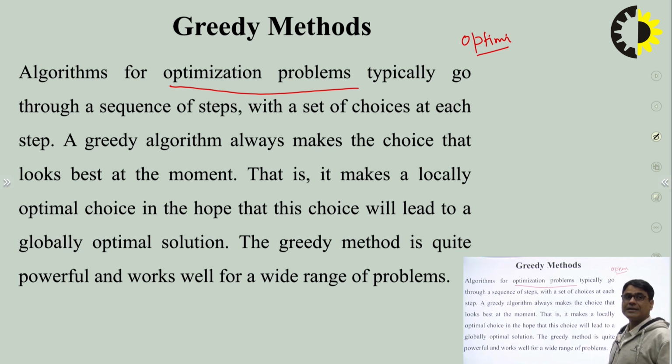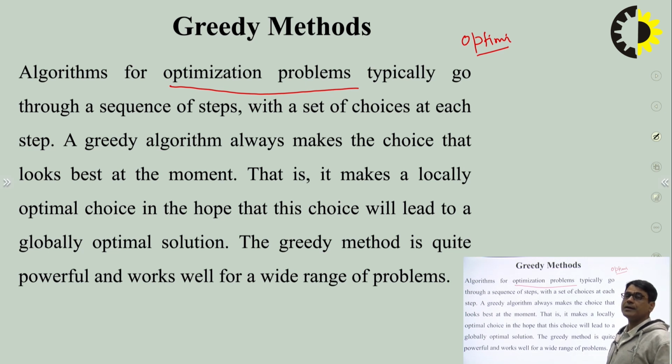So what is a greedy algorithm? A greedy algorithm always makes the choice that looks best at that moment. That particular choice is called the greedy choice. The name is greedy because at that moment you have to select the best choice. So that is the process for the greedy method. That is, it makes a locally optimal choice.